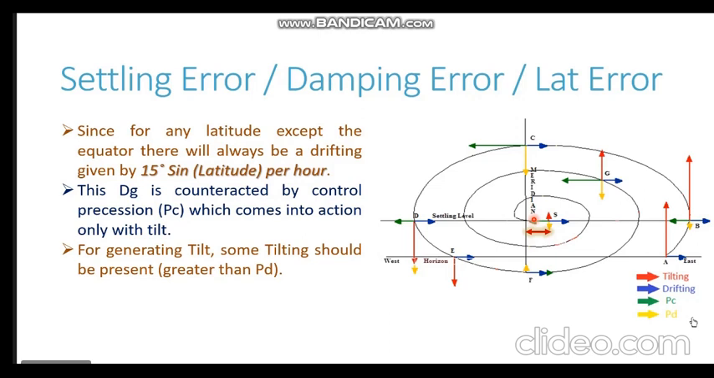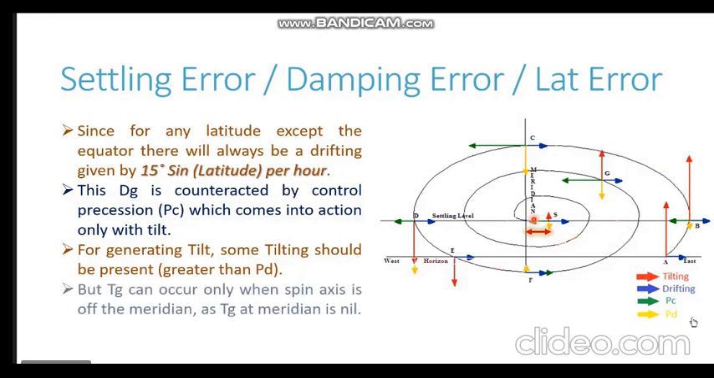Now for generating some amount of tilt, we require the tilting motion. The tilting motion is what generates the tilt. So tilting motion needs to be there. Now from the tilting formula, we are aware that tilting is only possible when the spin axis is not in the meridian. Or in other words, tilting can only occur when the spin axis is off the meridian, because tilting at the meridian is nil.